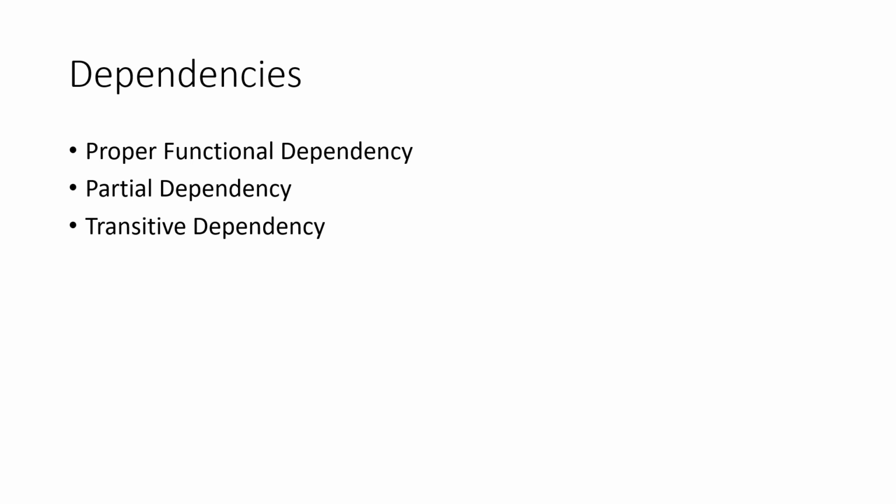And there are three kinds of dependencies. We have a proper functional dependency, a partial dependency, as well as a transitive dependency. A proper functional dependency is when all dependent attributes are dependent on the entire primary key or entire composite primary key. And when we do normalization, we should always aim for proper functional dependencies.